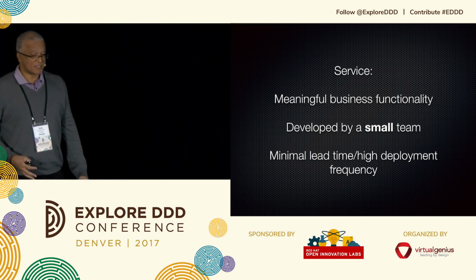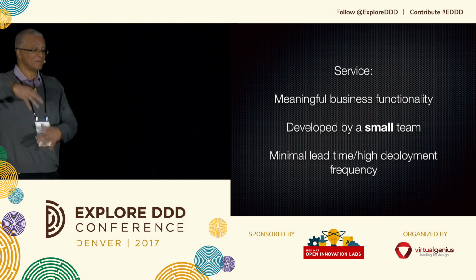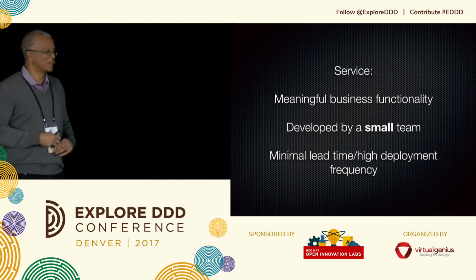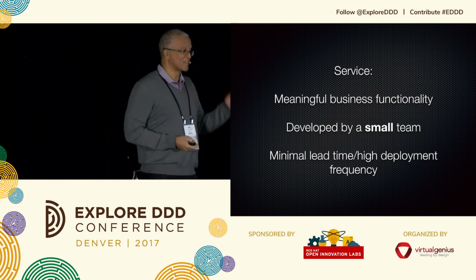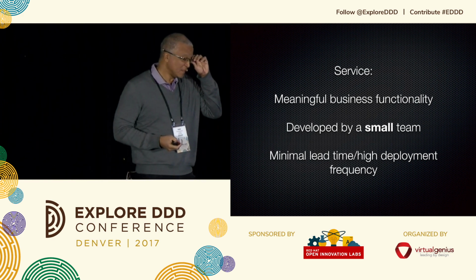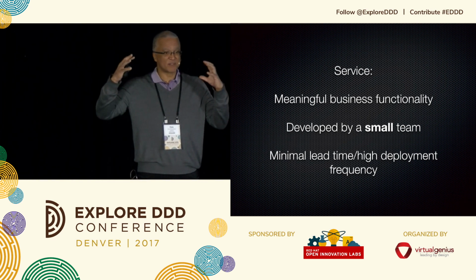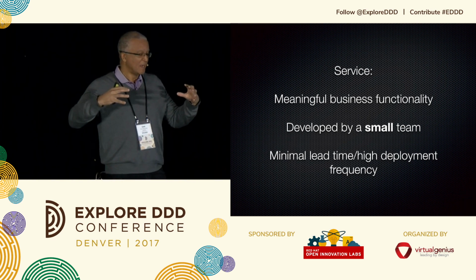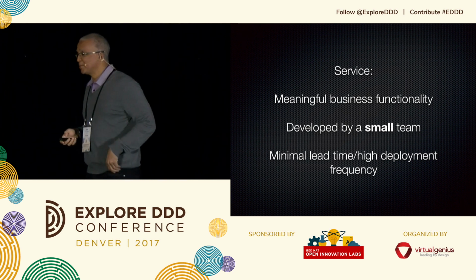And so the service could be small, could be tiny, or it could be largish, whatever that means. It could be 20,000 lines of code. So whatever can fit in the collective heads of a small team of people and be developed, tested, and deployed easily.